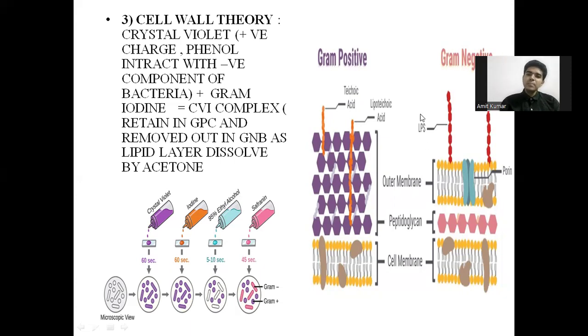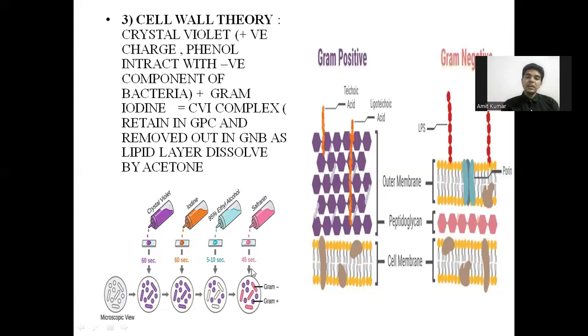Once this lipid layer is dissolved due to the action of acetone, the pore size of the gram negative bacteria is greatly increased, and the CVI complex, the crystal violet iodine complex, is easily removed from the cytoplasm of the bacteria. Then once we put the safranin in, which bacteria gets decolorized? Gram negative bacteria get decolorized.